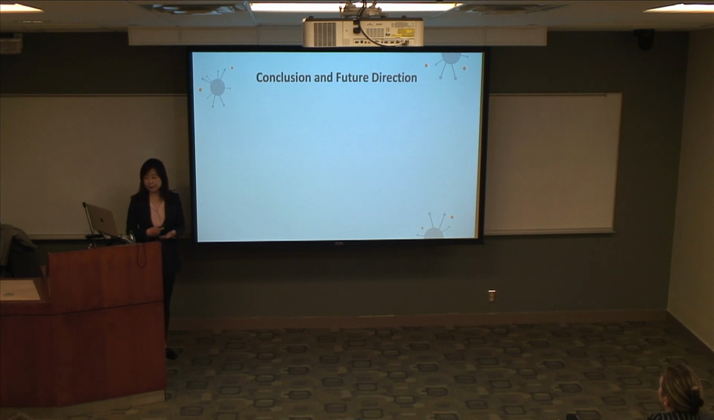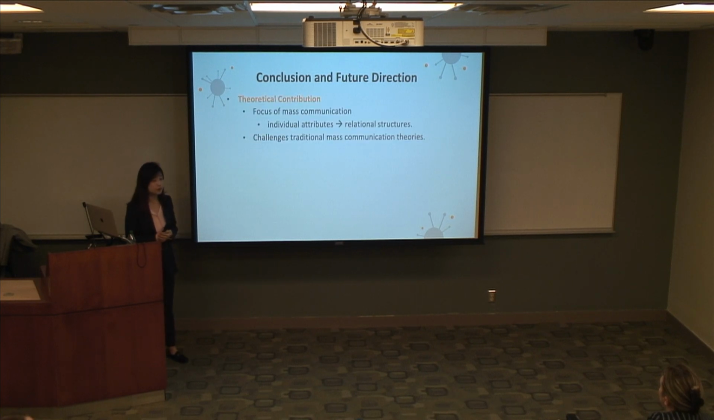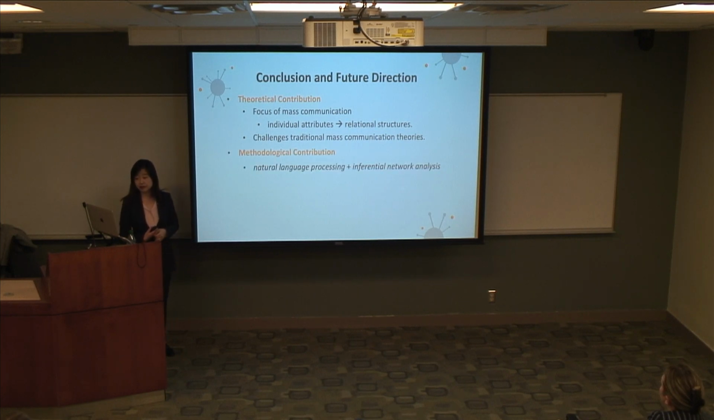To wrap up, this study shows 3 potential processes that may influence news polarization through a network lens. Theoretically, this study shifts the focus of mass communication from individual attributes to network connections or relational structures. This study also challenges traditional mass communication theories such as agenda setting and gatekeeping. And methodologically, this study demonstrates how to combine natural language processing and inferential network analysis to answer theoretically interesting questions.